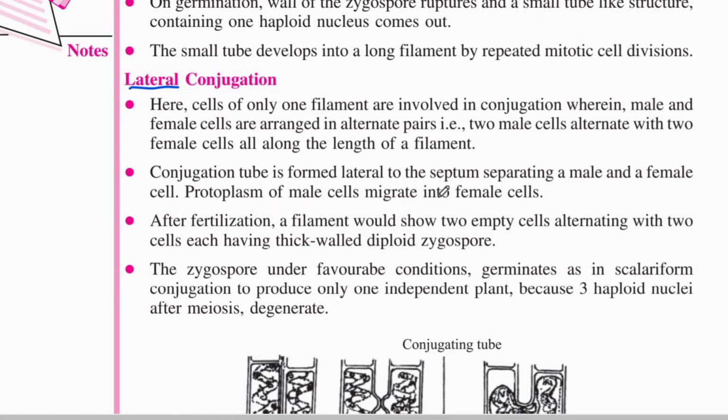And the protoplasm of the male cell will aggregate to form a gamete, and in the female cell also all the cytoplasmic contents will aggregate to form the female gamete. And the male gamete moves through the conjugation tube to the female cell. There it gets fertilized, and after fertilization the filament would show two empty cells alternating with two cells, each having a thick walled diploid zygospore.